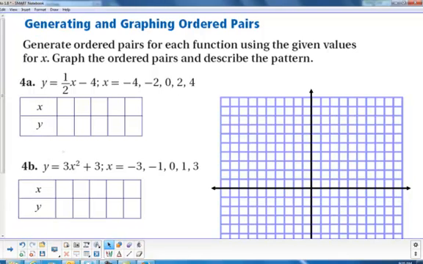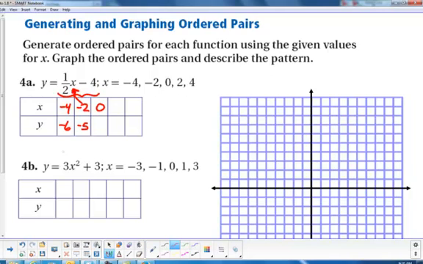All right, last but not least, we have been given an equation. And we're going to plug in -4. So 1/2 times -4 is -2. And -2 minus 4 is -6. Now we're going to plug in -2. 1/2 times -2 is -1. And -1 minus 4 is -5.